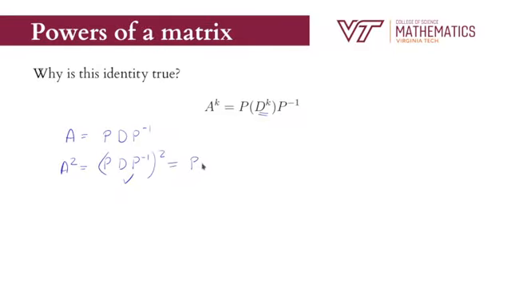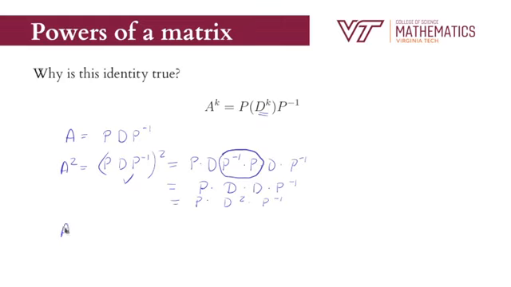But if we write that out, that's PDP inverse times P times D times P inverse. And these two matrices are inverses of each other, and so they cancel. And so this gives us P times D times D times P inverse, which is just P times D squared times P inverse.